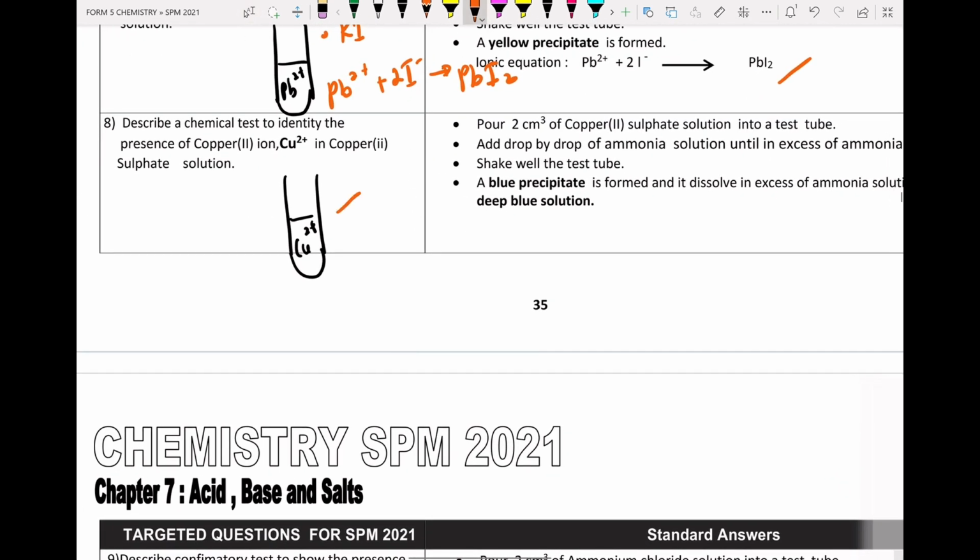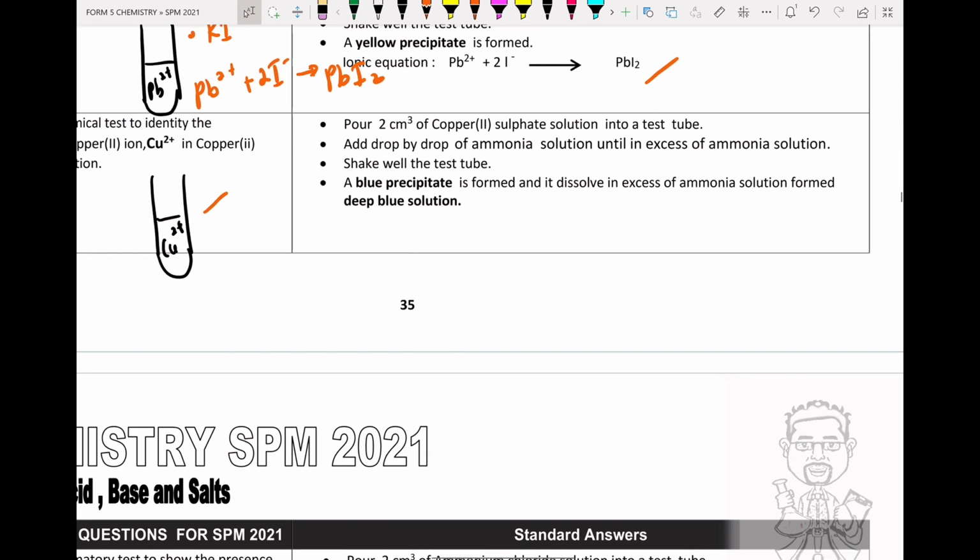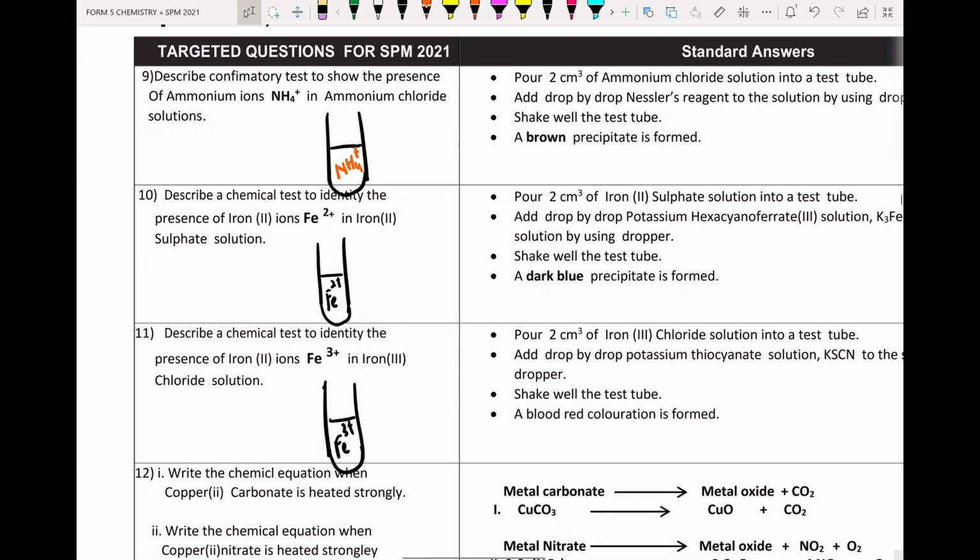Next one, copper(II) ion. We add copper(II) sulfate solution into a test tube. We add drop by drop ammonia solution until excess. A blue precipitate will form, and this blue precipitate will dissolve in excess of ammonia solution and form a deep blue solution.